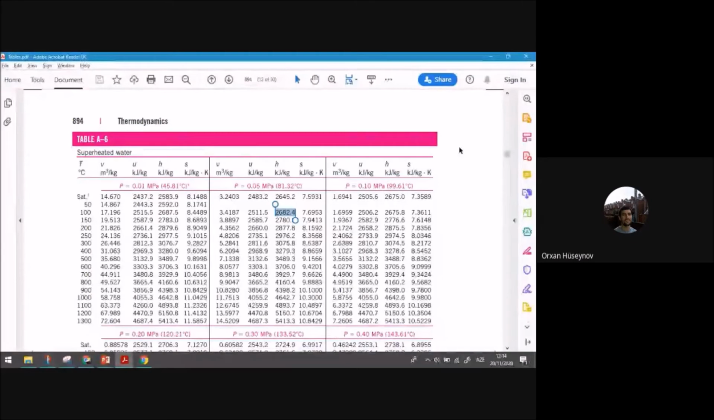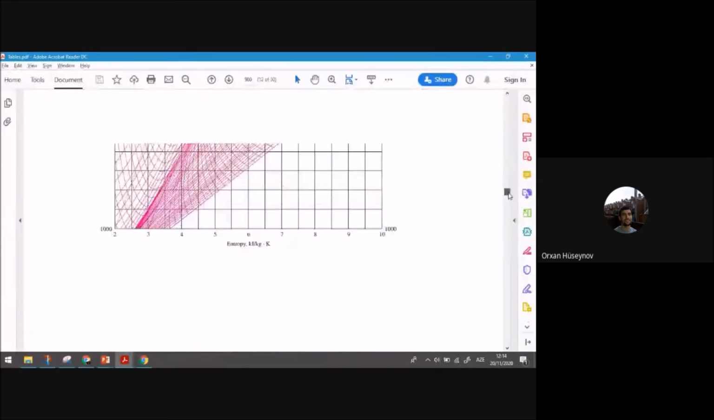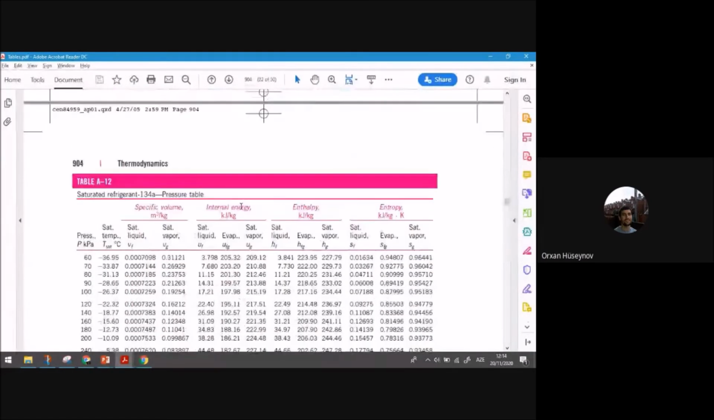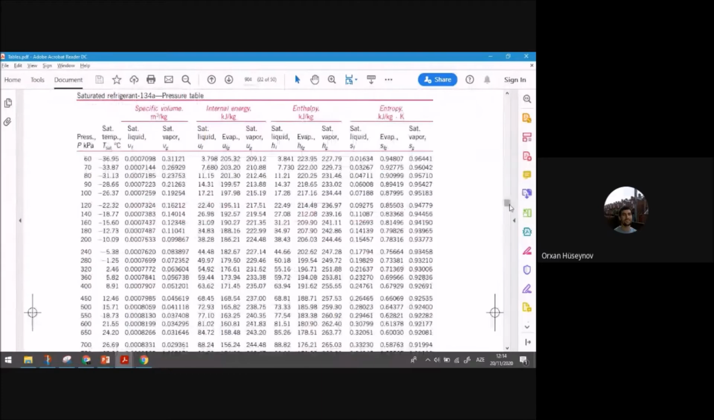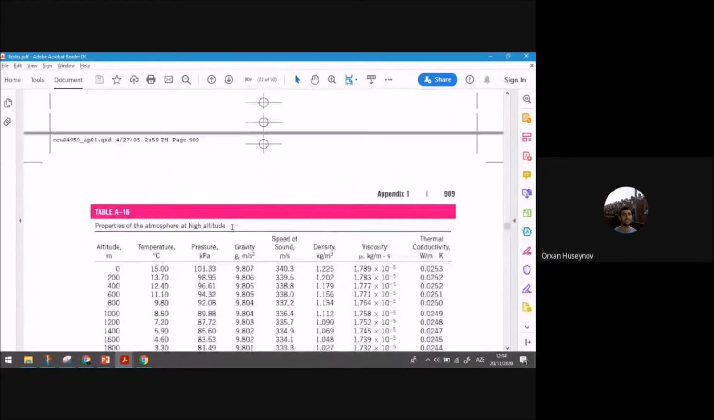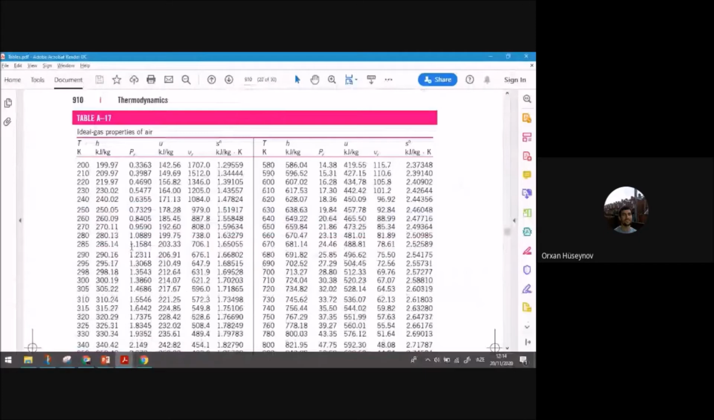Okay, let me open the table now. Table for air. Okay, I'm going to use the table for air, which is A17. Go back to A17 here. At 15 degrees Celsius, which is 288 Kelvin, it's almost there.